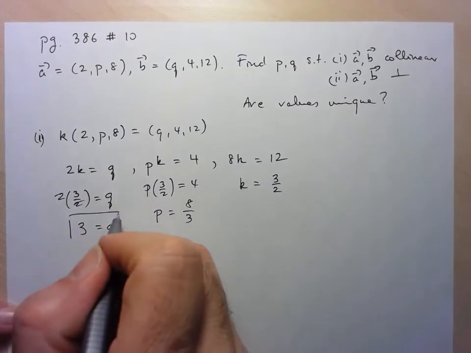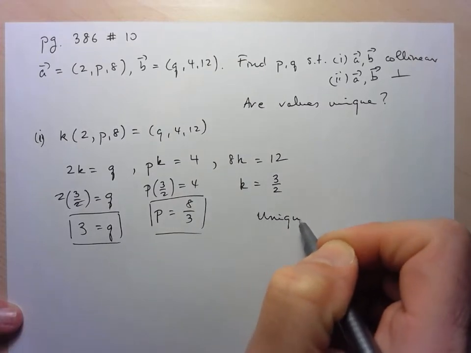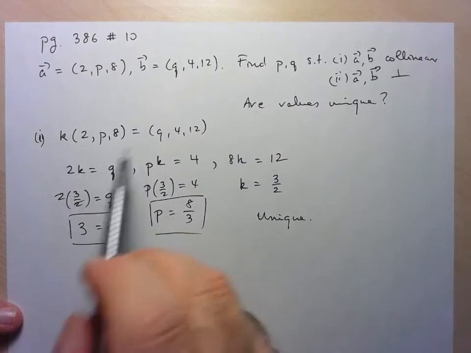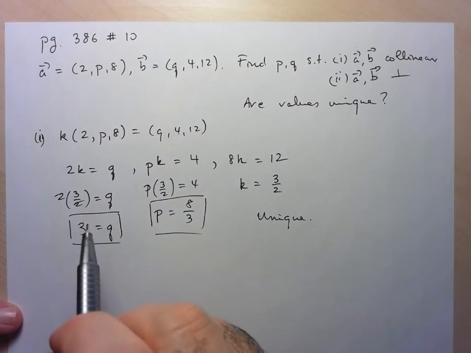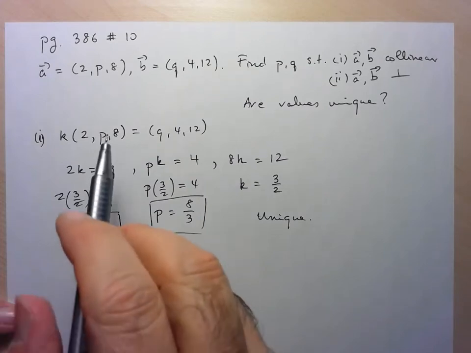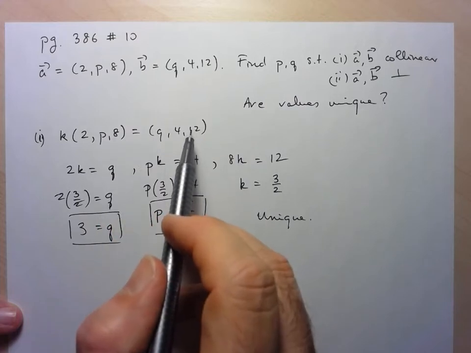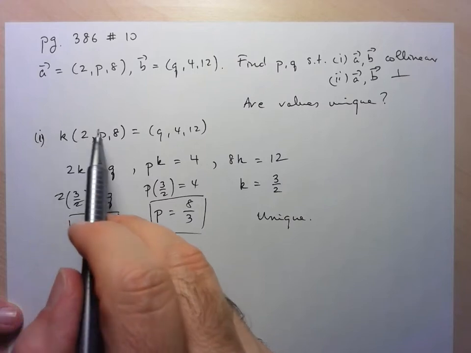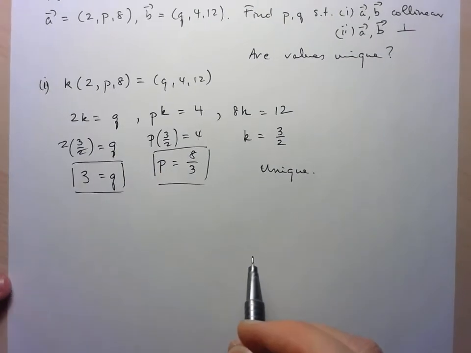So here we see that the values are unique. There's only one value of p and one value of q that are going to work to make these vectors collinear. The reason is that the z components were fixed, 8 and 12, so there's only one scalar multiple that will take 8 to 12, namely 3 over 2. Okay, so let's look at the second one here.